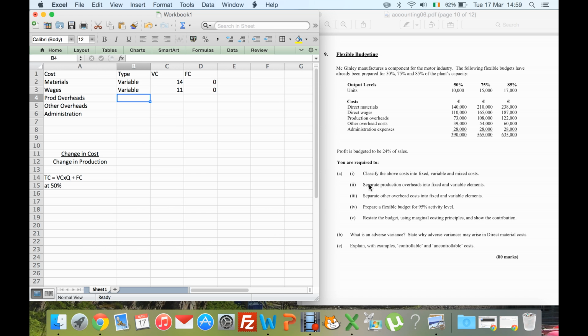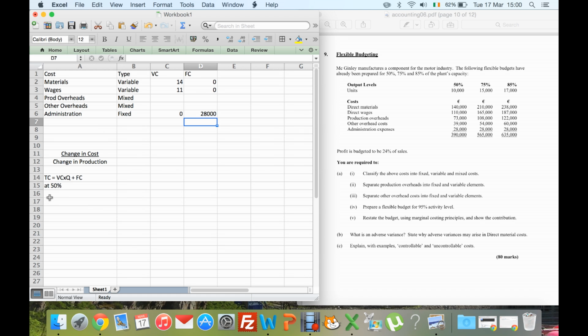So we have to separate here production and other overheads into the fixed and variable elements. So that means that we're expecting these to be both mixed. And while I'm at it, I'll just quickly look at administration. Administration is going to be fixed because it never changes. So there's no variable element there and 28 grand of a fixed element.